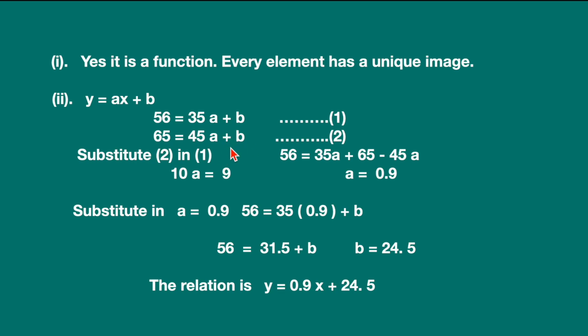So here we can use substitution. Substitute and solve it. You will get a as 0.9. Similarly, we have to substitute a as 0.9 and simplify it. You will get the value of b as 24.5. So now write down these values of a and b in this equation. The relation is y is equal to 0.9x plus 24.5.